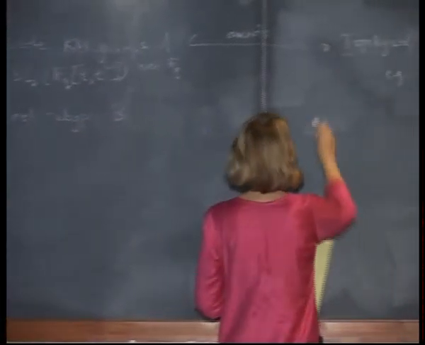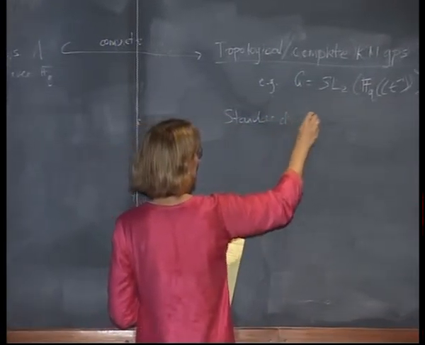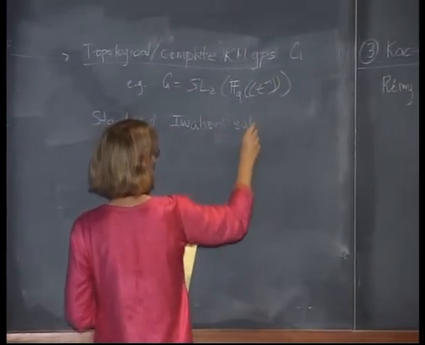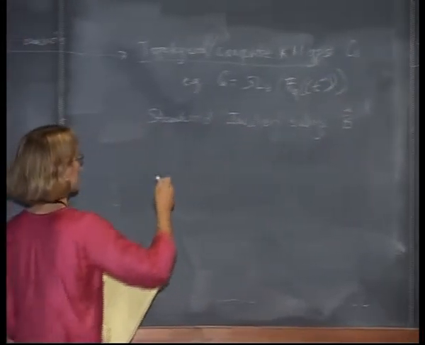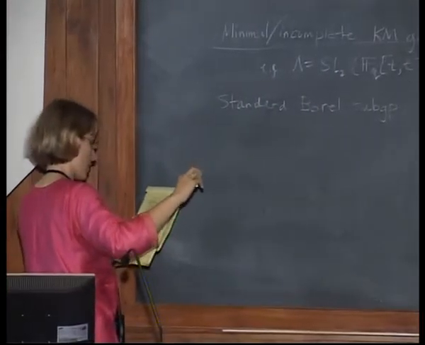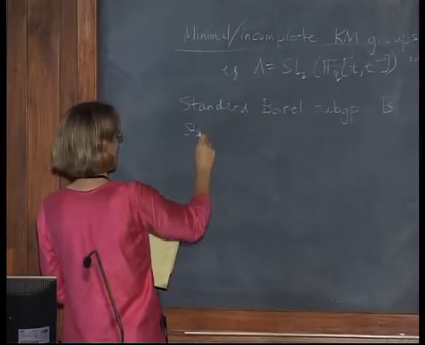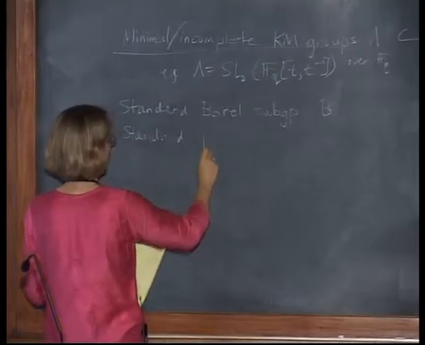And the completion of that is called the standard Iwahori subgroup, B hat. So I'll write hats for completions. I'll say what this is more precisely in a moment. So following this example, we have also standard parabolic subgroups.